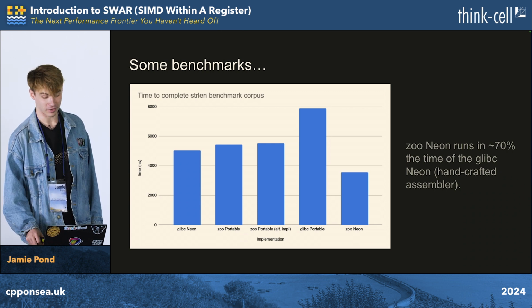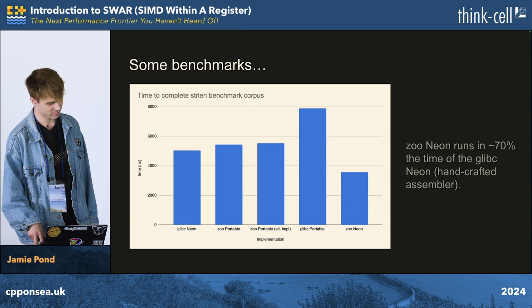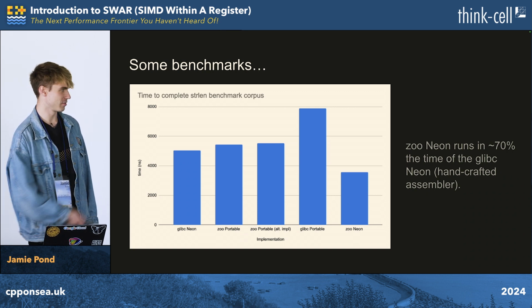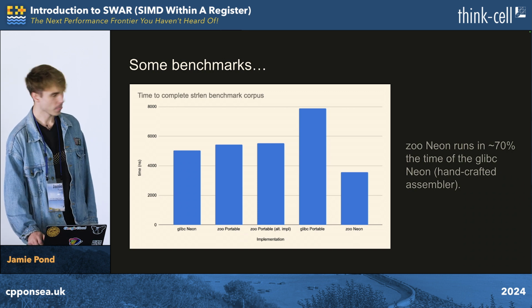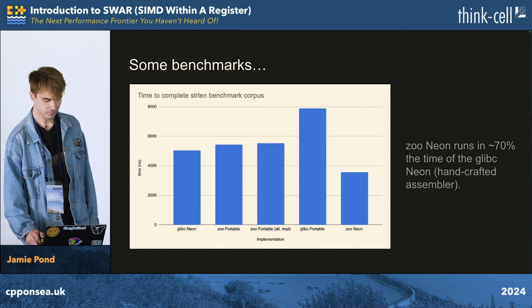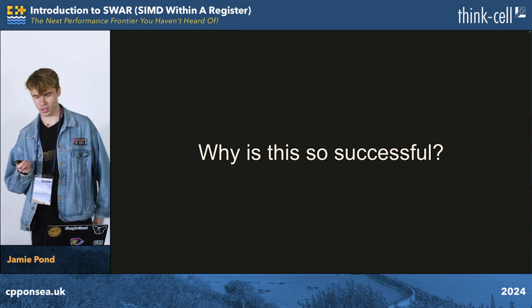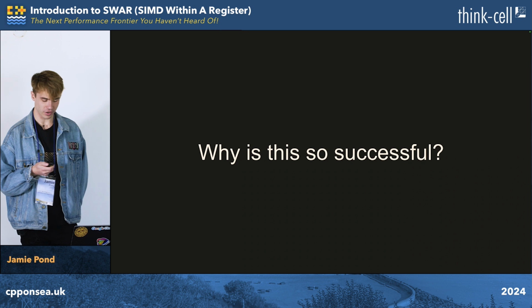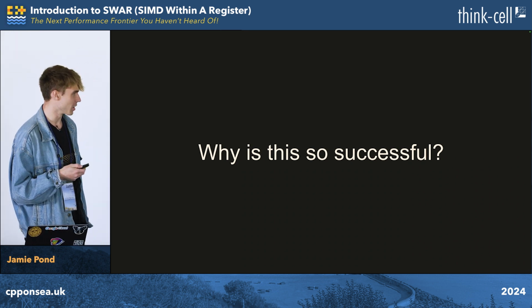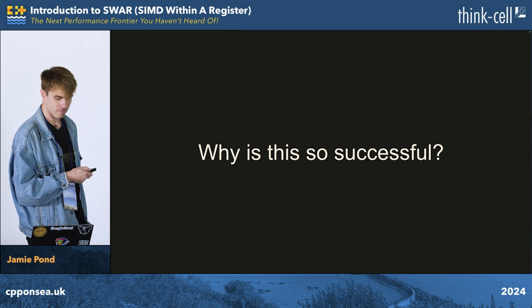I think that's really exciting because you can look through the glibc Neon assembler and it's not that fun and very difficult to understand. And the Zoo Neon implementation, you can read it and it's reasonably plain to read if you're comfortable looking at a few intrinsics. So why is this library and why are these benchmarks so good? You might be asking, that's some cuckoo bananas benchmark.